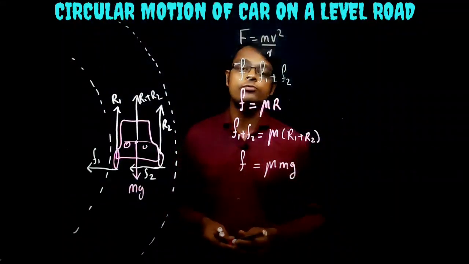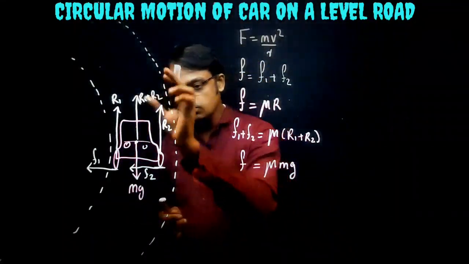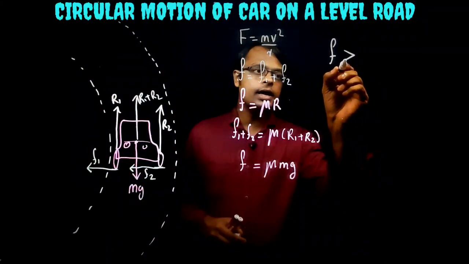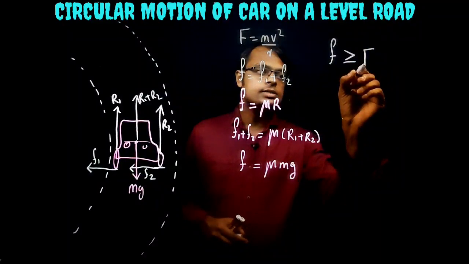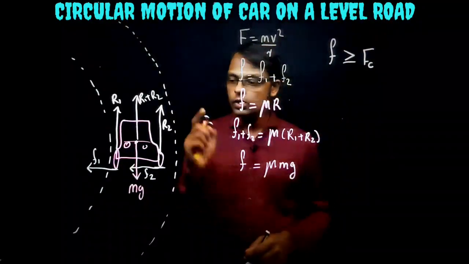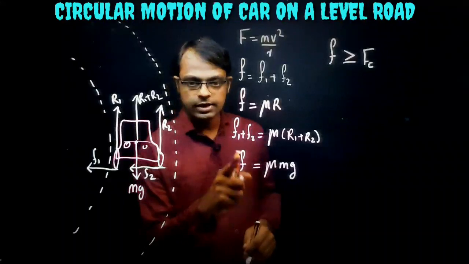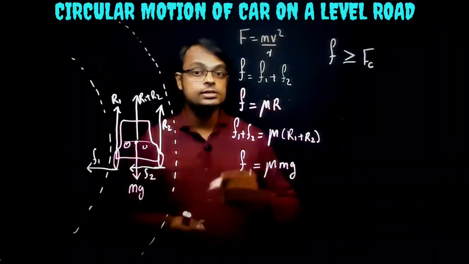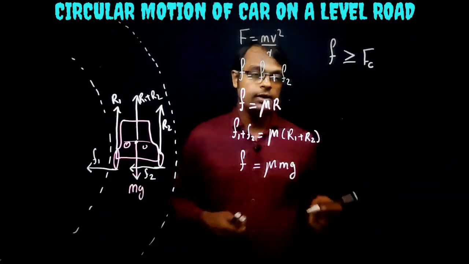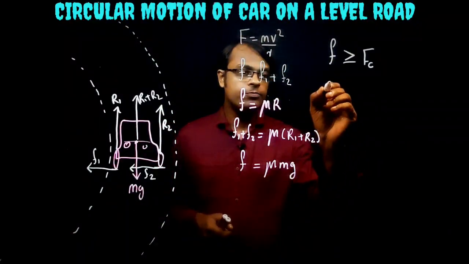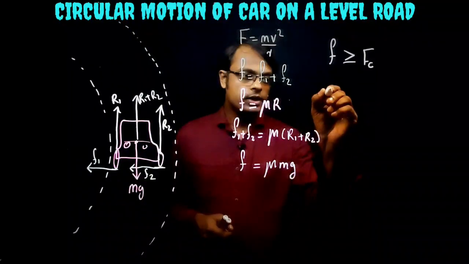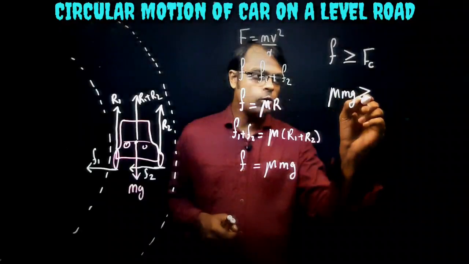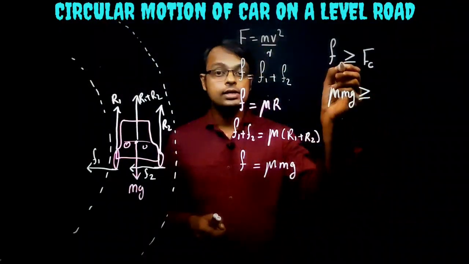the necessary centripetal force. So when the car is now negotiating this curve, the frictional force must be greater than or equal to the centripetal force. So here F1 plus F2 same as F, the frictional force must be greater than or equal to the necessary centripetal force. Now you can write here what is F here. F is equal to mu mg, right? So we can write here mu mg must be greater than or equal to the necessary centripetal force.